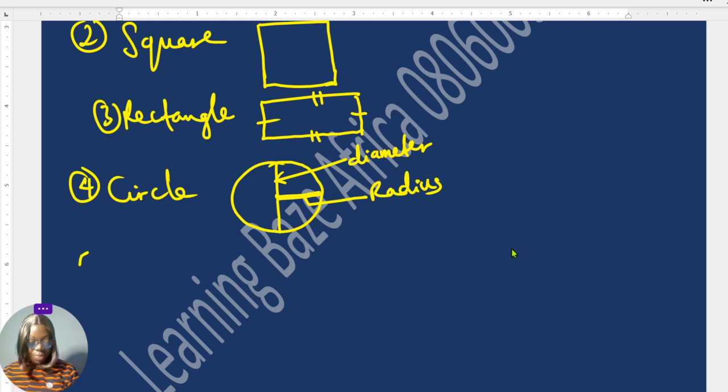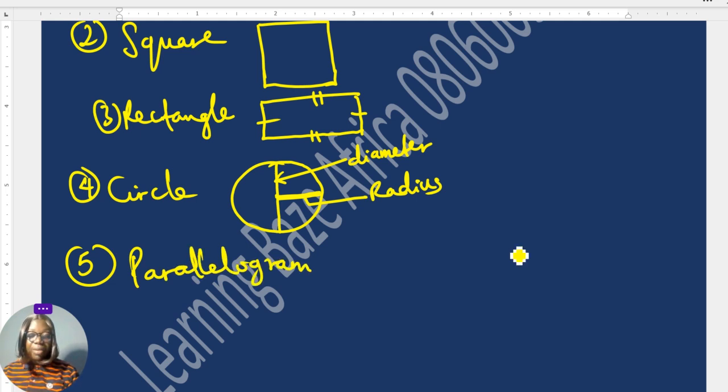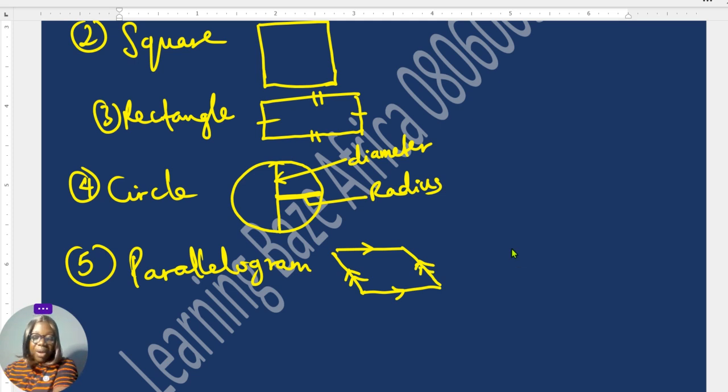Now another example of plane shapes is parallelogram. We have the parallelogram, which has parallel sides. You can see these are the sides that are parallel to each other. Two opposite sides of a parallelogram are parallel to each other, and it is also called a quadrilateral.